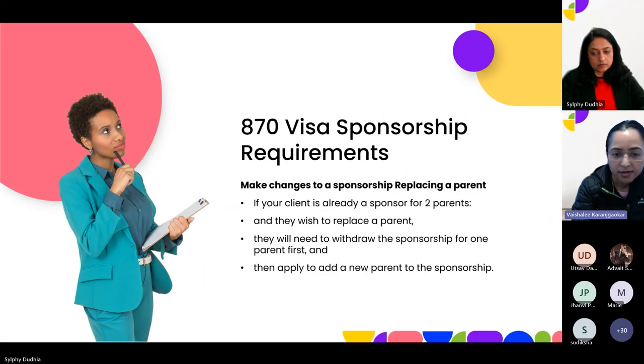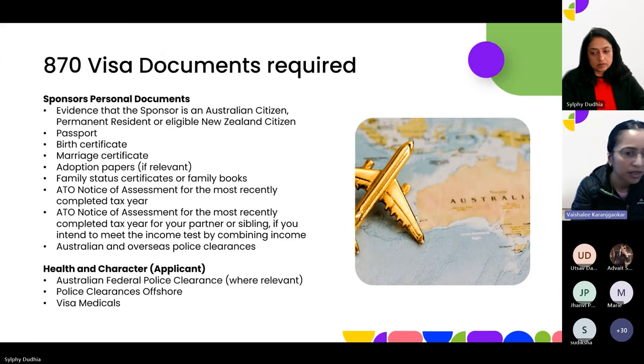Now, here are the requirements to replace a sponsor. To replace one parent or both parents, they will need to withdraw the sponsorship first for the parents that they intend to remove, and then they have to lodge a new sponsorship, which means removal and replacement while the sponsor is still approved. Documents-wise, these are all technicalities, but we will mainly need to prove your relationship with parents and proof that you have resided here or are a citizen or an eligible NZ citizen.